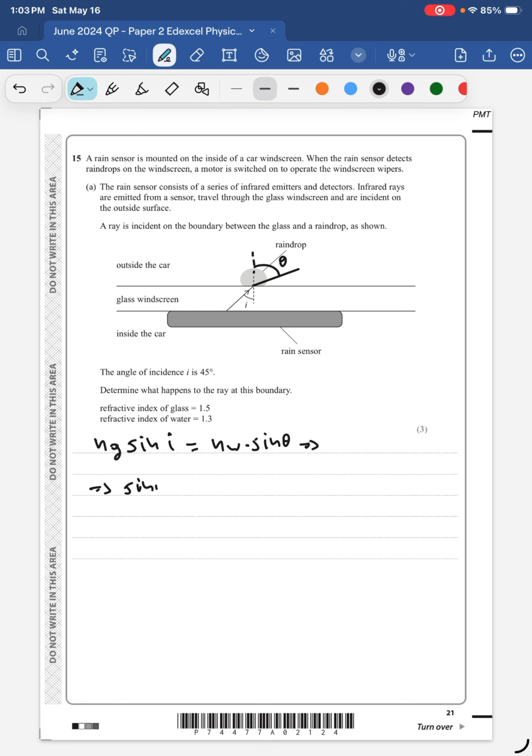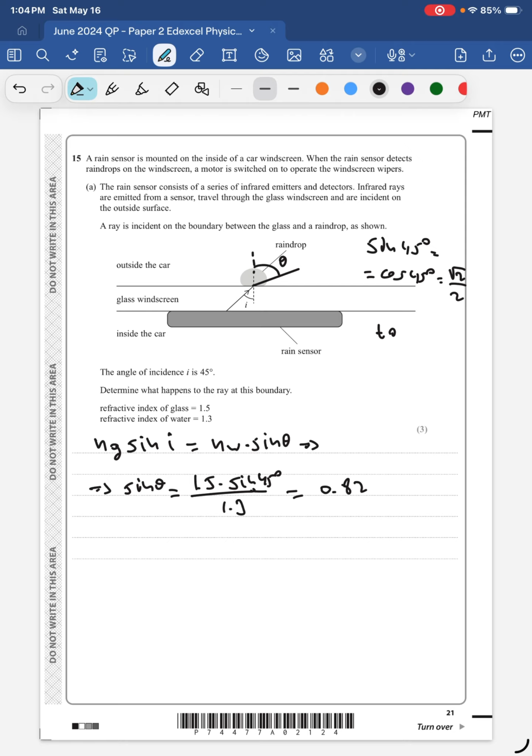So sine theta is 1.5 times sine of 45 over 1.3. Sine of 45 is equal to the cosine of 45, equals square root of 2 over 2. It's one of the few ones that I remember by heart, okay? So that's 0.88.